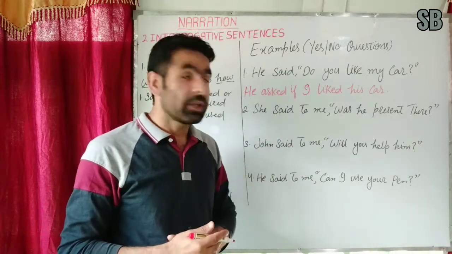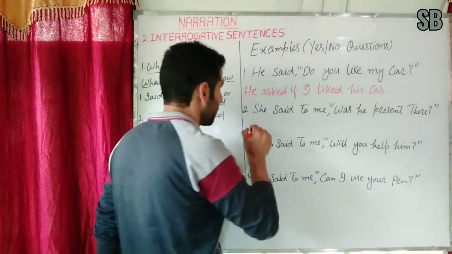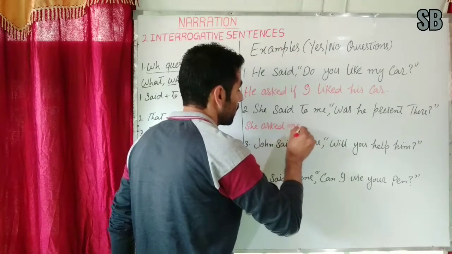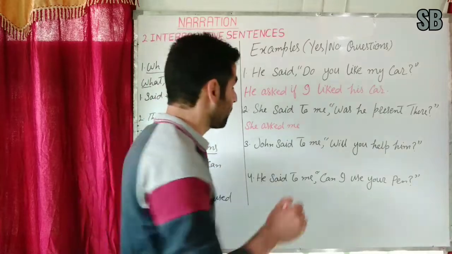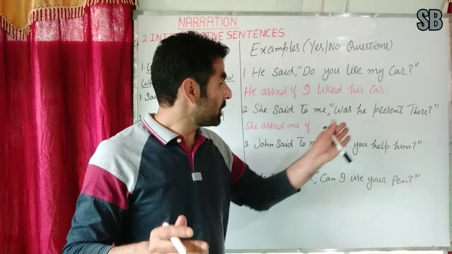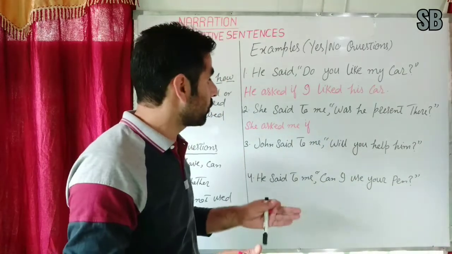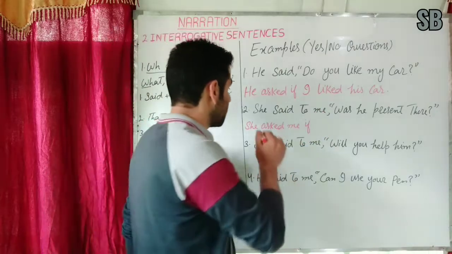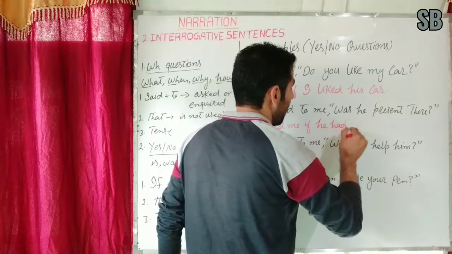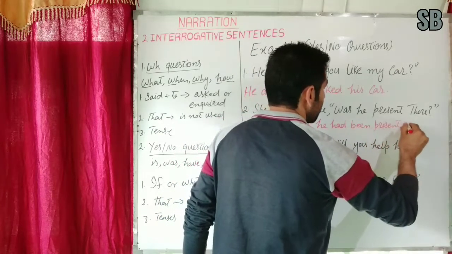Second, she said to me, was he present there? She said to me we change to she asked me. Now we will use if or whether. If, was he present there? Reported speech is in past simple, and past simple changes into past perfect. She asked me if he had been present there.